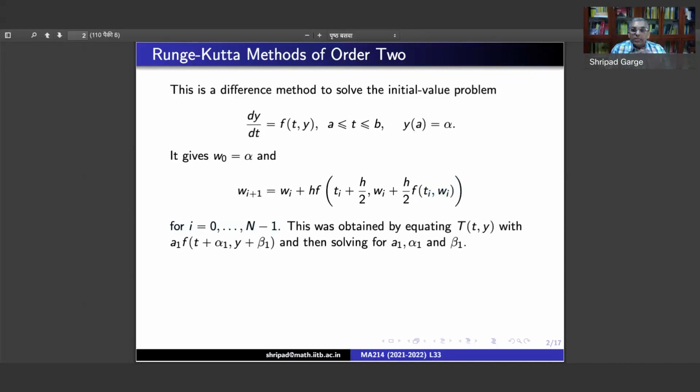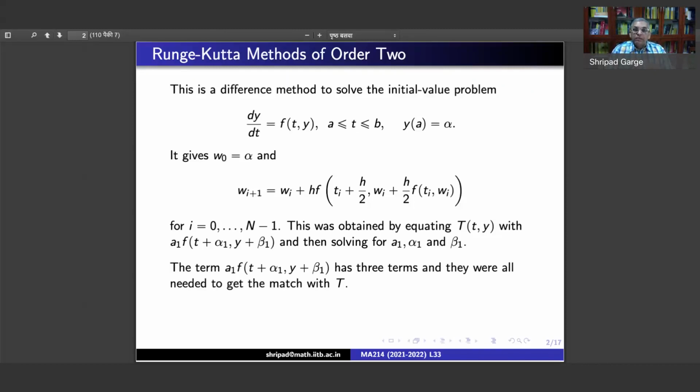This method, as you remember, was obtained by equating the capital T(t, y), which you remember was f(t, y) + (h/2) f'(t, y), and we equated this with a1 f(t + alpha1, y + beta1), and then we solved for a1, alpha1 and beta1. So there were three parameters involved in this, a1, alpha1 and beta1, and they were all needed to get the match with capital T.